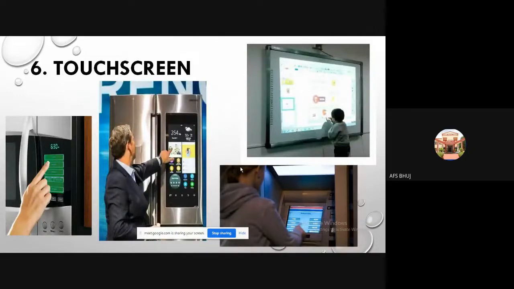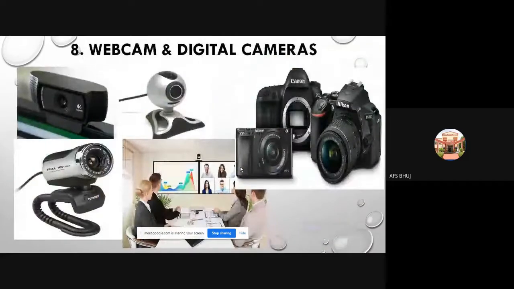Next, webcam and digital cameras. These are also coming under input devices only. Webcam, it takes the input. Input means it takes our pictures. Like this, it is also an input device.